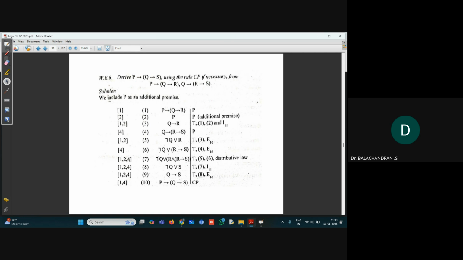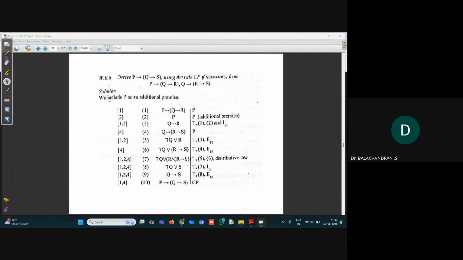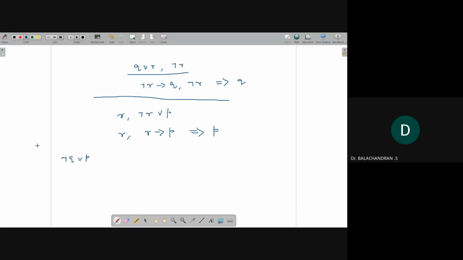Next, I'm going to use the distributive law, but how, from 5 and 6? Okay, look here. Consider this is P and this is Q. So I'll write negation Q or P. Sorry, using 5 and 6: negation Q or R, negation Q or R.